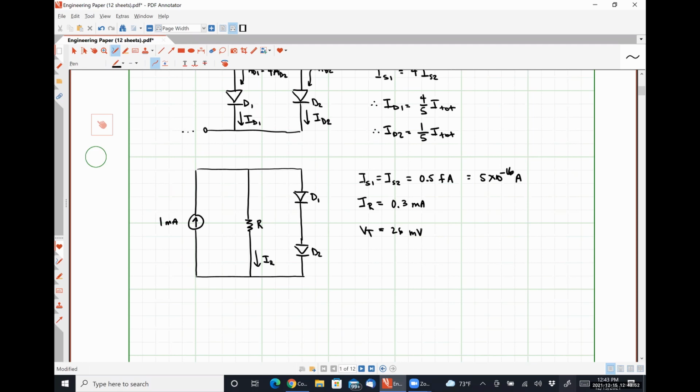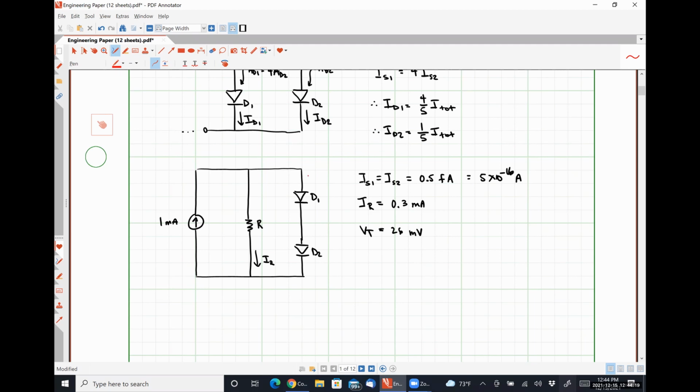We want to find the value of that resistor R. Anybody have any inkling of an idea on how we might approach something like this? So this is our first real diode circuit where we're going to have to put circuit analysis tools into play. Finding the current through the diodes.